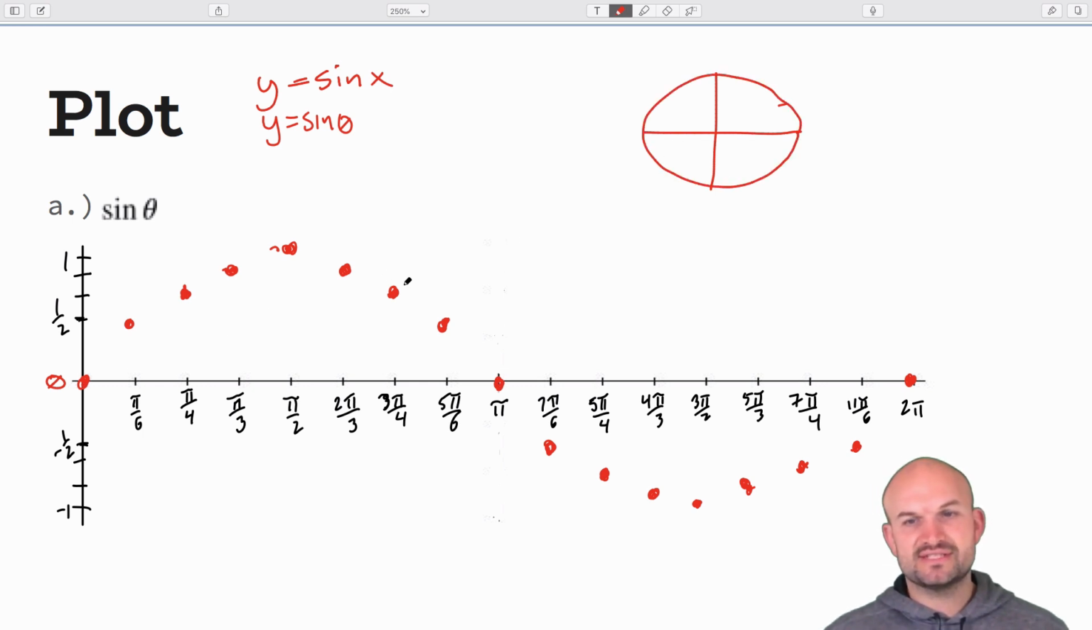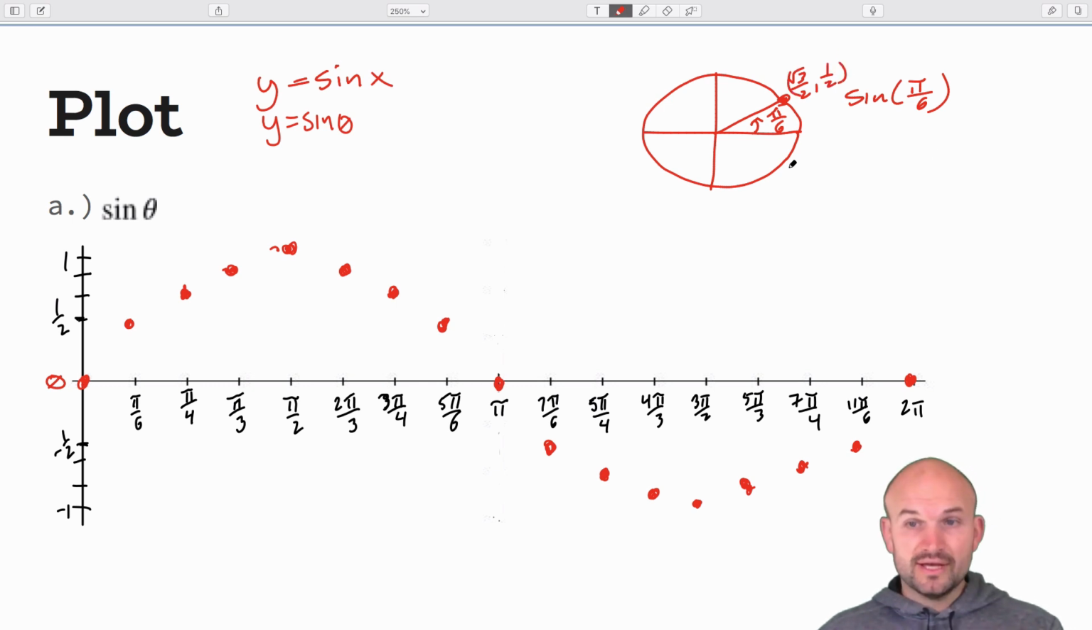So, for instance, let me just do one here. Sine of pi over 6. Well, here's pi over 6. So if I, for instance, gave students sine of pi over 6, that coordinate point for pi over 6 is going to be square root of 3 over 2, comma 1/2.